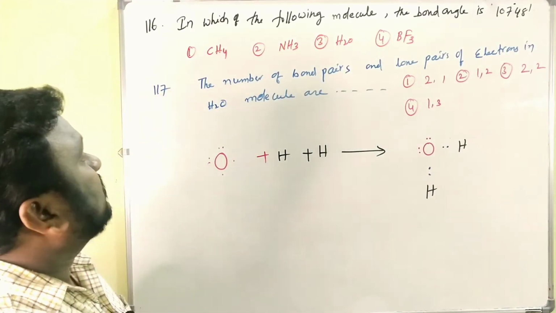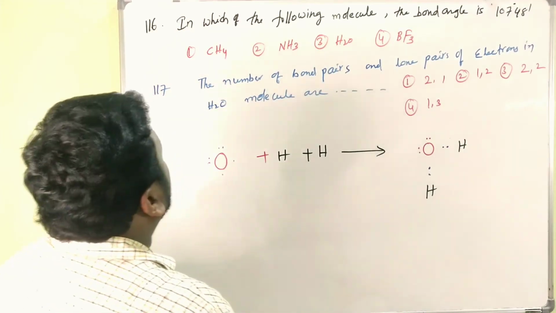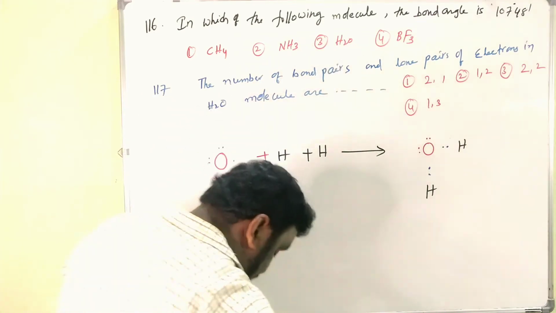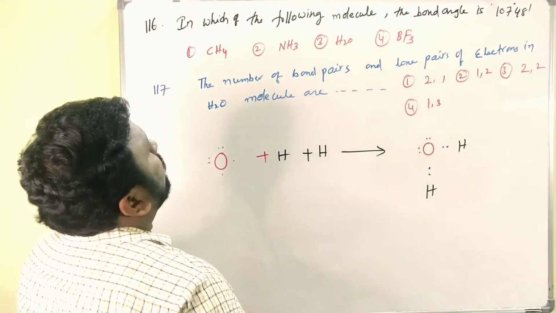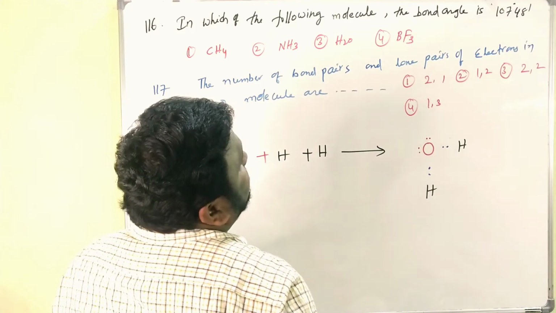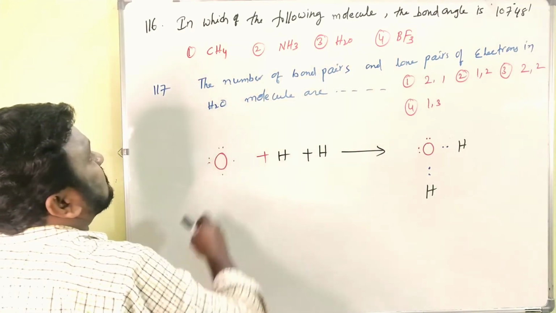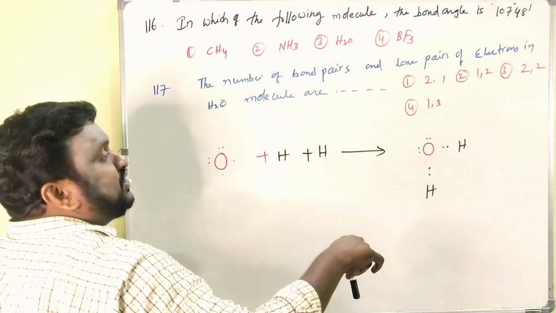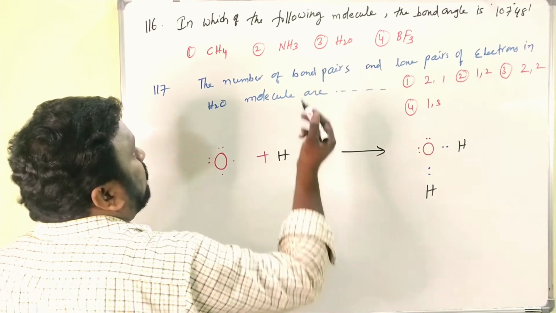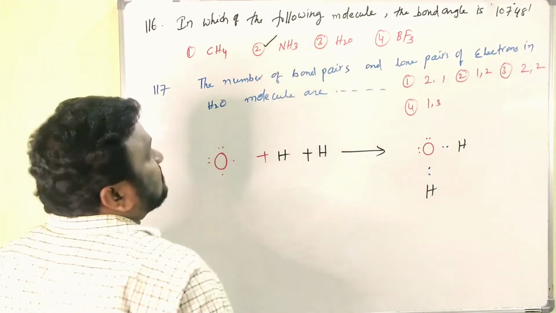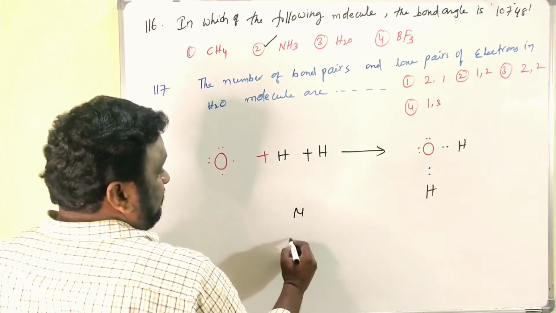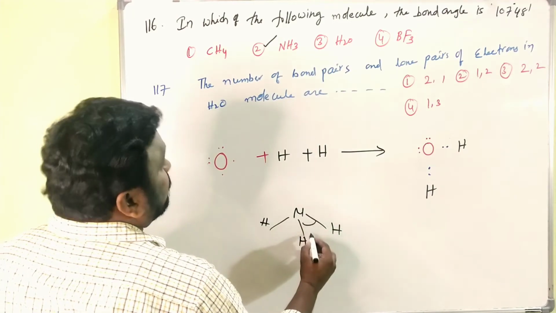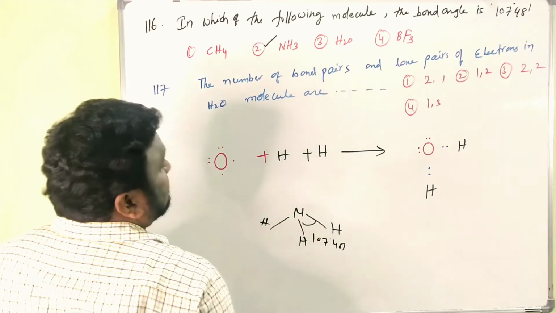These next two questions are from the chemical bonding chapter. Question 116: in which of the following molecules is the bond angle 107 degrees 48 minutes? Options: CH4, NH3, H2O, BF3. I already explained the bond angles in this video, about NH3. So 2 is the right answer, NH3, which has 107 degrees 48 minutes.